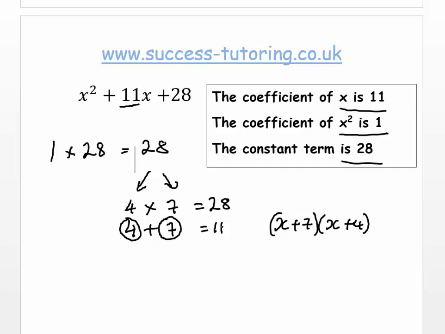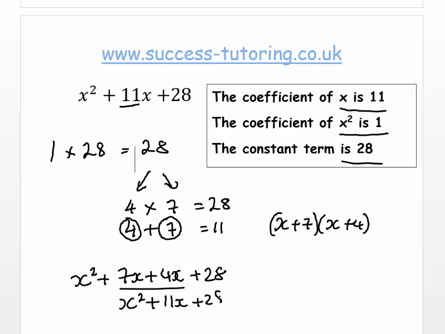Just to check again that we do have the right answer, let's multiply out these two brackets. That's going to give me, I'll do it very quickly, x squared, plus 7x plus 4x plus 28. Once you simplify the 7x and the 4x, you're going to get x squared plus 11x plus 28. So we know that our answer up here is going to be correct.